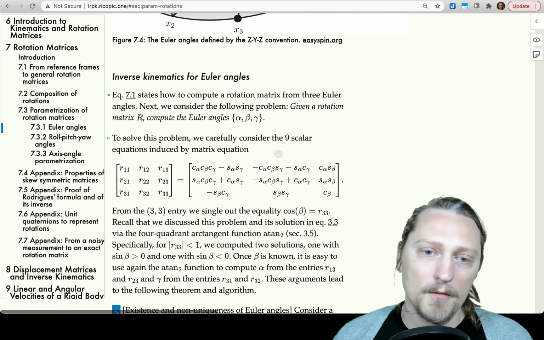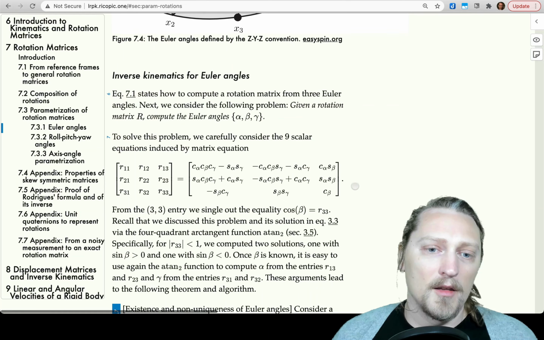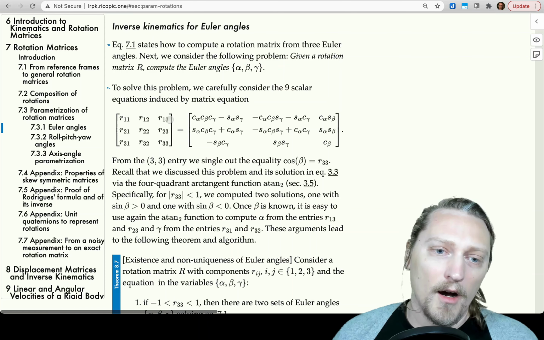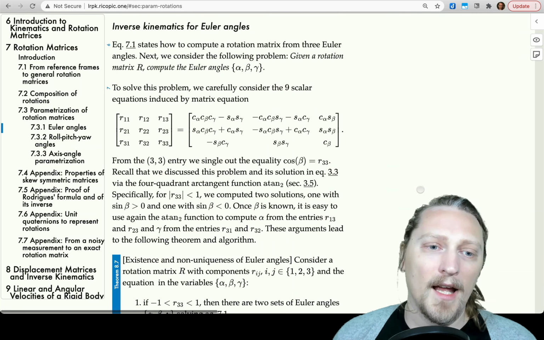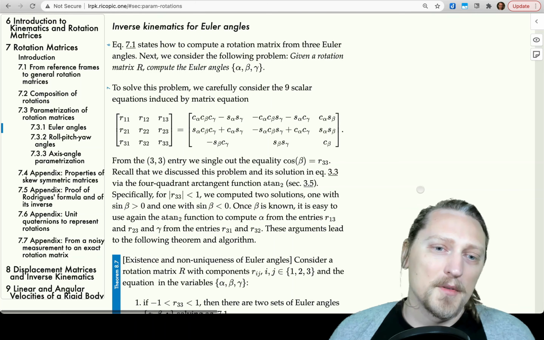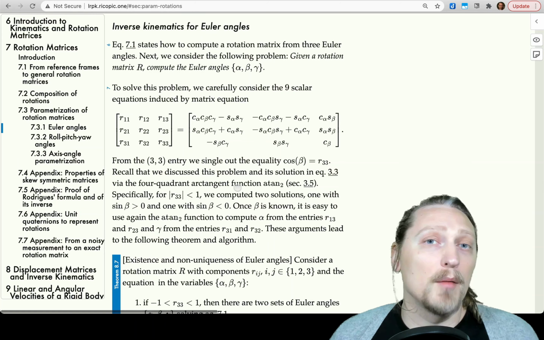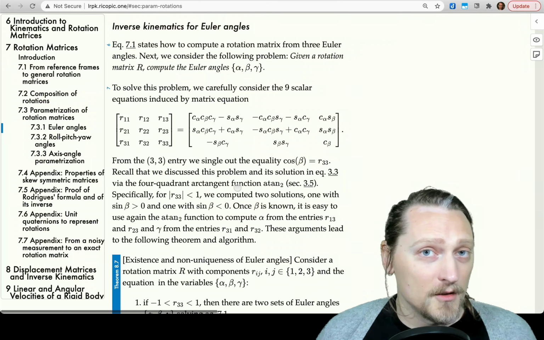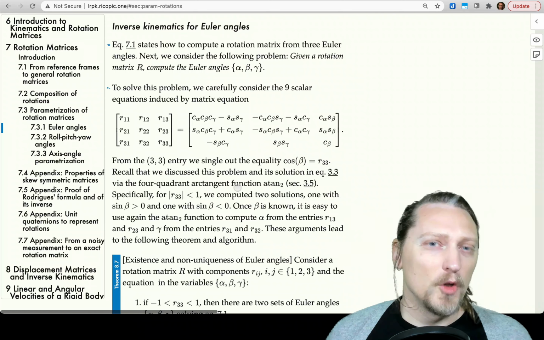To solve this problem, we carefully consider the 9 scalar equations induced by the matrix equation. So the rotation matrix R is equal to this, and we want to solve it the opposite way, right? We want to solve for alpha, beta, gamma. It's a big nonlinear problem, so hopefully we can do it. We can, but it might take some caveats or some nuance.